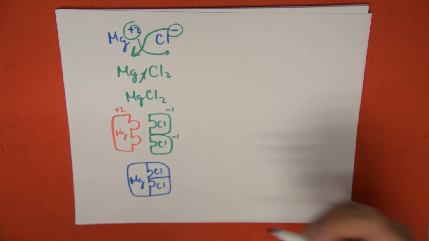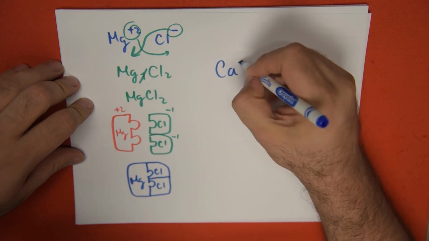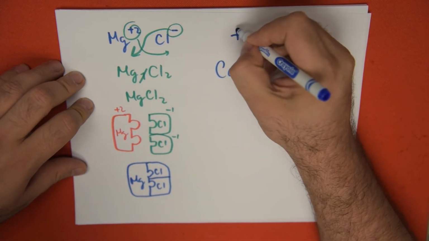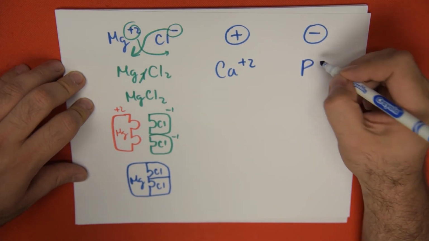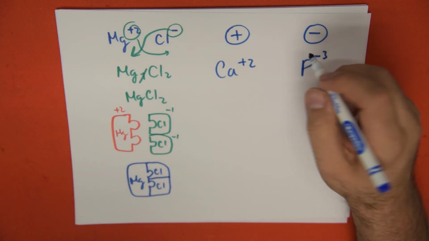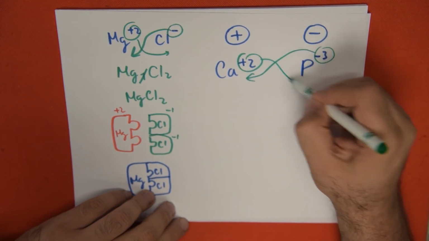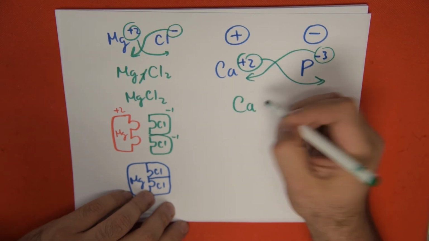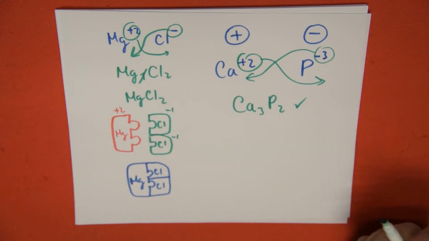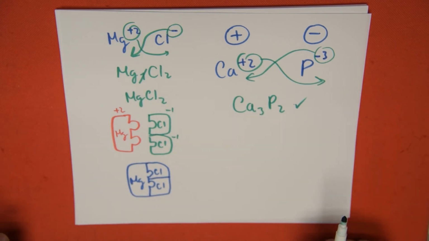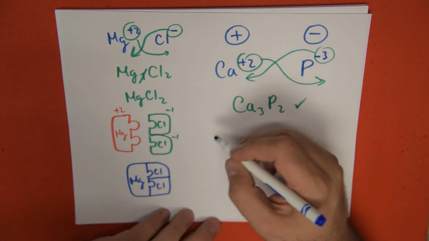So in this case, let's mix something else together. Let's say we have calcium, which is +2, which is my positive part or my cation, and then as an anion, we're going to choose phosphorus. Phosphorus is -3. So again, we do the crisscross. Once we do the crisscross, we get Ca3P2, and this is our final formula because we cannot reduce it any further, okay?